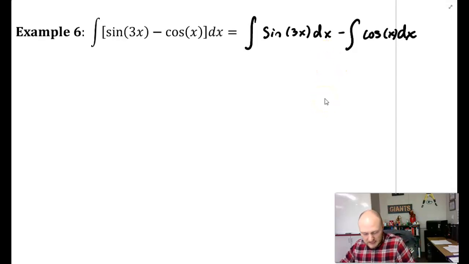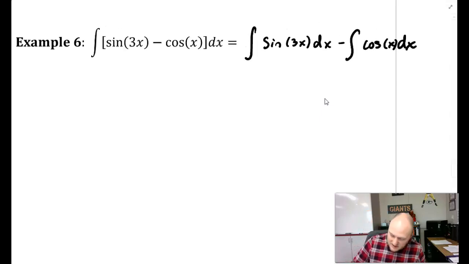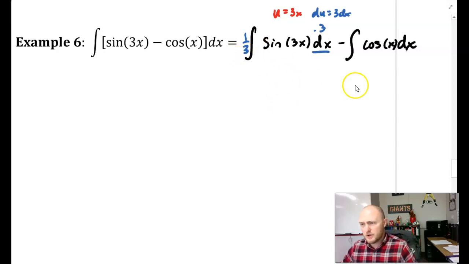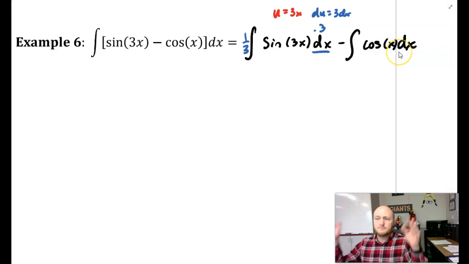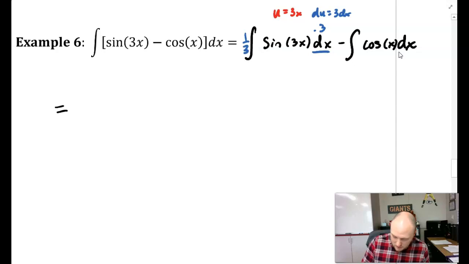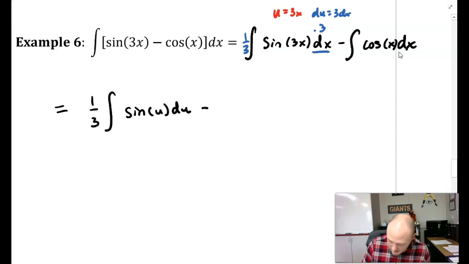Okay, awesome. Hopefully you went ahead and tried this one. This integral right here requires u substitution. u is equal to 3x, and therefore du is going to be equal to 3 dx. I'm missing a 3, so I'm going to have to add in the 3 and balance with the 1/3. And then here the integral of cosine, that's just a regular old antiderivative. So let's go ahead and integrate this. This is 1/3 the integral of sine of u du minus the integral of cosine of x dx.